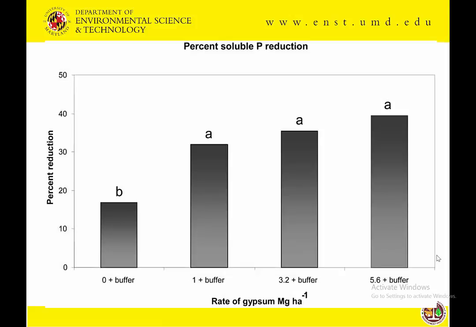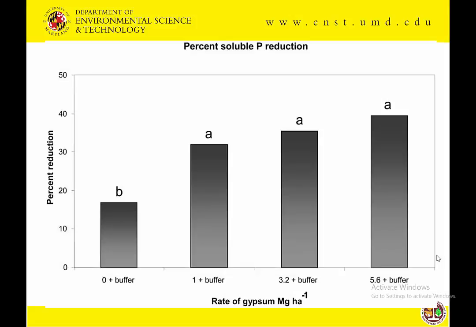And this is what they found. They reported the percent reduction. They had a location where they were monitoring the runoff without any buffer, and they looked at the reduction from that area. So even a buffer helped, okay, a grass buffer. But the gypsum helped more than the buffer alone, although Duncan's multiple range test indicated that there was no significant difference between the 3 gypsum rates.